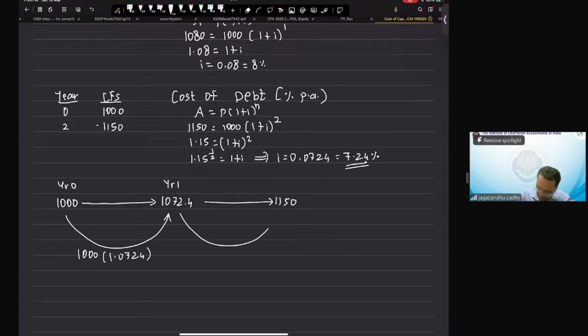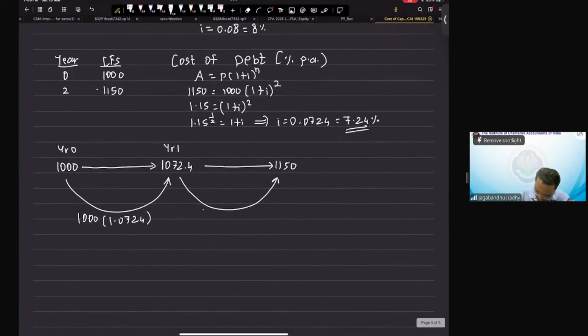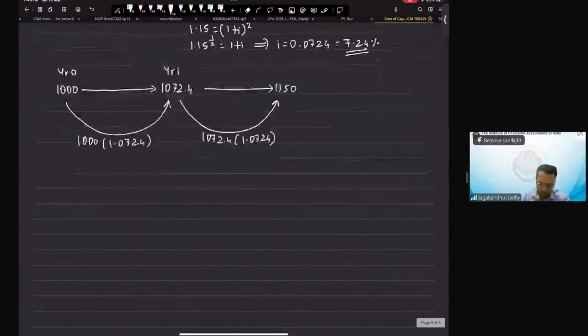And then this 1072.4 is multiplied by 1.0724. That makes it 1150. So every year, your amount of investment is growing by 7.24%. Is it clear? How did we get this 7.24%, everyone? Okay. Now let me take it a notch higher.